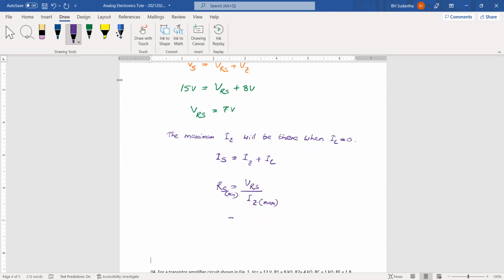Okay. And RS minimum is equal to VRS, 7 volts, divided by 125 milliampere. Then 7 divided by 125, okay, then this is 56 ohms.